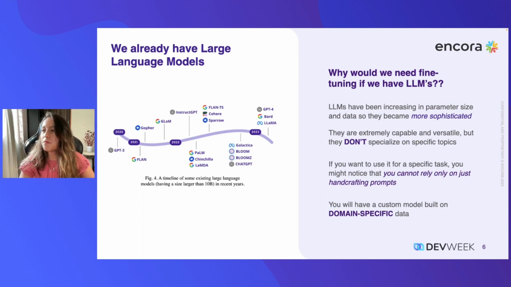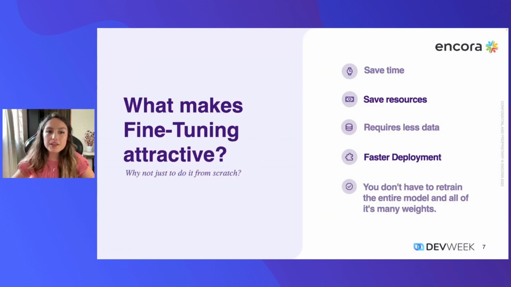Maybe you have asked why not just do it from scratch. I mean, if we know it's going to work, why not just build a model from zero? Well, that's exactly what we're trying to avoid. Building something from scratch implies a lot of decisions, and we will waste time and computing resources. It's not a secret that training these models is really expensive. Another of the advantages of fine tuning is that it requires way less data than before, because the model that we already have has learned some general features, and also it will be faster to deploy, and you don't have to retrain the entire model and its many weights.